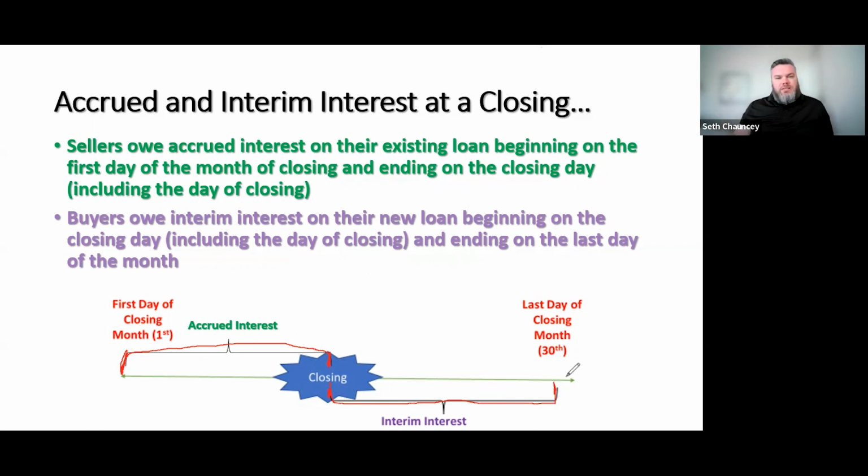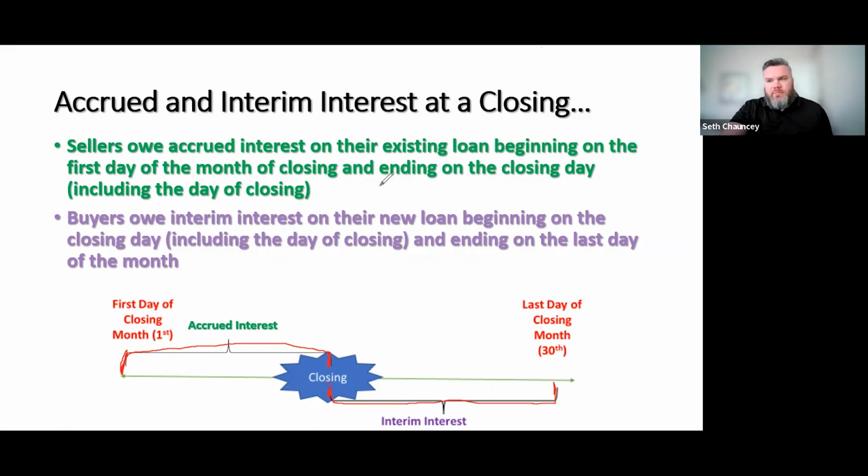And the thing is, the banks say, owe us interest for every day we let you borrow the money. For the seller, they've had that money, so it makes sense. But the buyer, the banks say, well, I gave you money today, start paying me interest today. So you do have to include the day of closing.